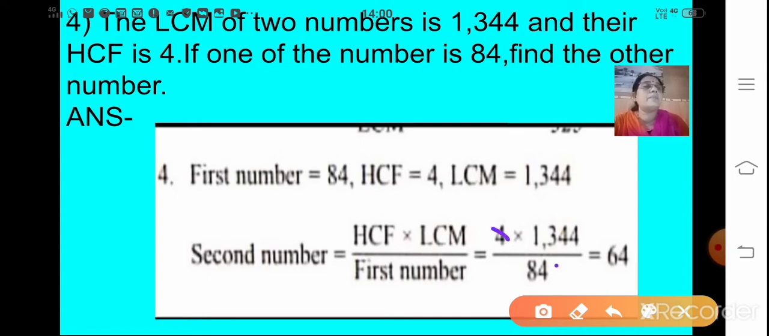This number is divisible by 4. 4 ones are 4, 4 twos are 8, 4 ones are 4. Correct? You can take these two numbers and divide this 1344 by 21, or still if it is divisible by any other number, you can just do the cancellation method.